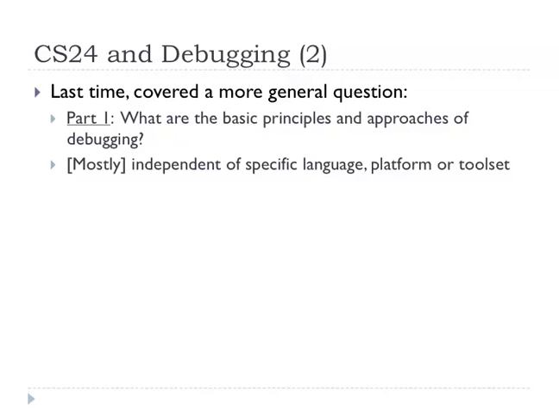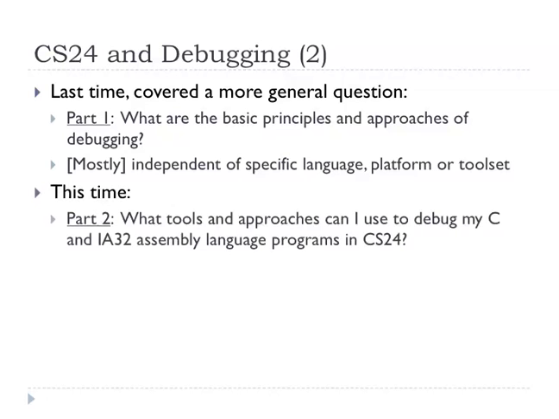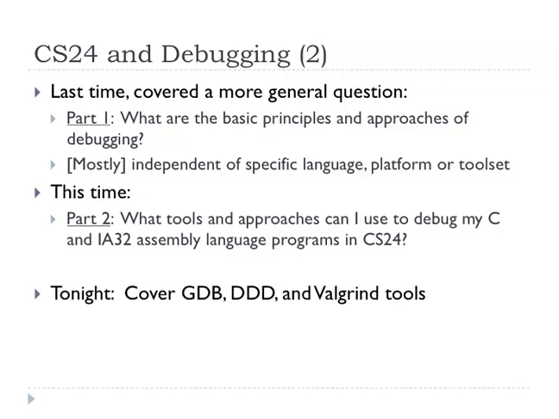And like I said, it's generally independent of the language that you're using, although there were some specific language things that we went through about how to enable and disable code in C so that you can turn on and turn off different parts of your program. So this time we're going to focus on specific tools, specific approaches for debugging C and IA32 assembly programs in CS24. So it's much more specific. And we'll talk about GDB, very briefly touch on DDD and Valgrind.